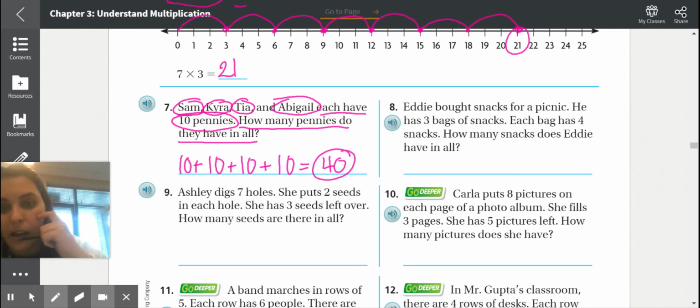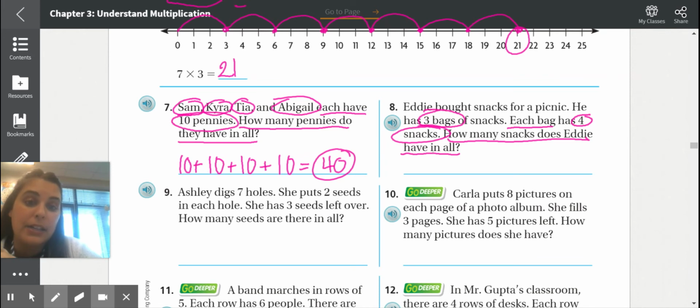Okay, let's do number 8. Eddie bought snacks for a picnic. He has 3 bags of snacks. Each bag has 4 snacks. How many snacks does Eddie have in all? Let's read it again. So we need to find the equal groups. How many bags does he have? 3. And how many are in each? 4. So that's 3 groups of 4.